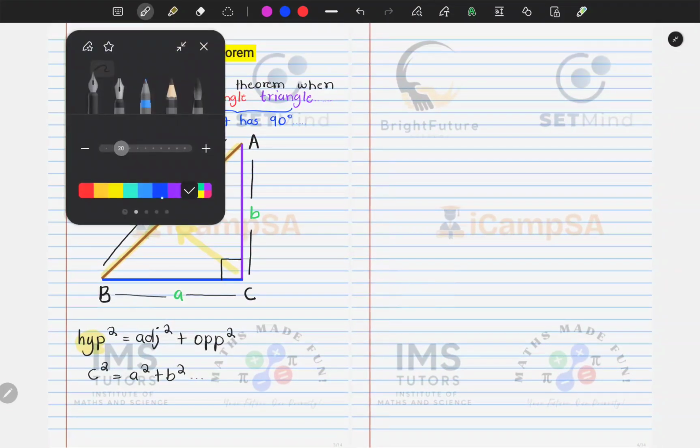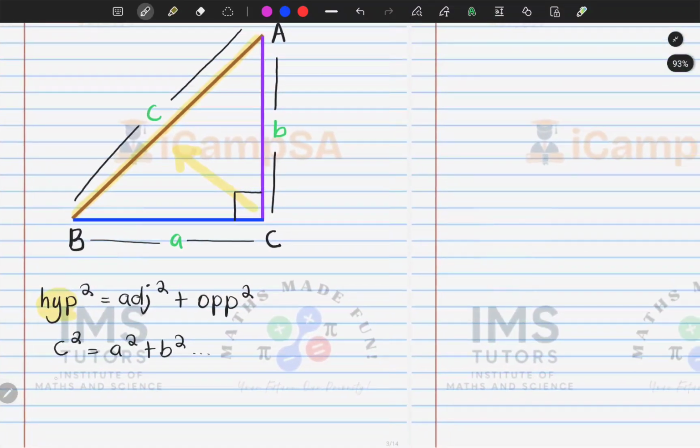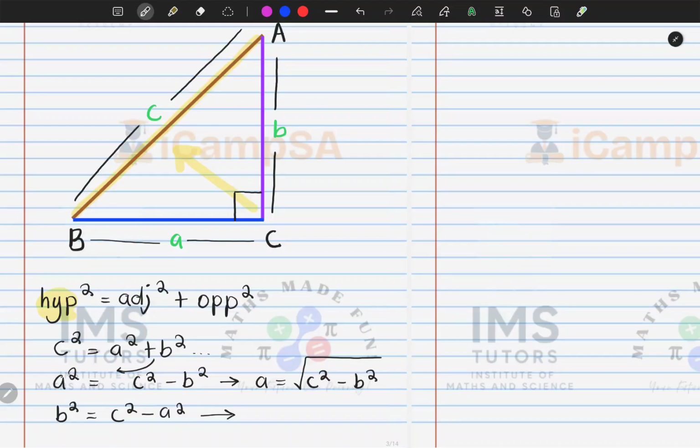If we're looking for A, we can easily make A the subject of the formula. So you can have A squared, and transposing the B squared, A squared will be C squared minus B squared. And if you're looking for B, you will see that your B squared will be our C squared minus A squared. Furthermore, if you are looking for A, you can just take the square root of the other side. So A will be the square root of C squared minus B squared. And if you're looking for B, remember you're not looking for B squared, so you need to take the square root. On the left hand side it cancels, so we'll have the square root of C squared minus A squared.